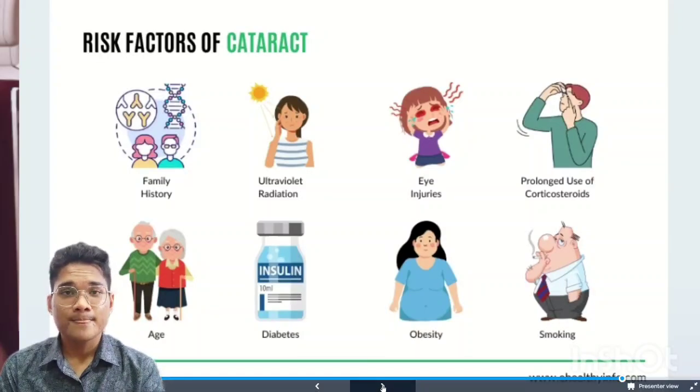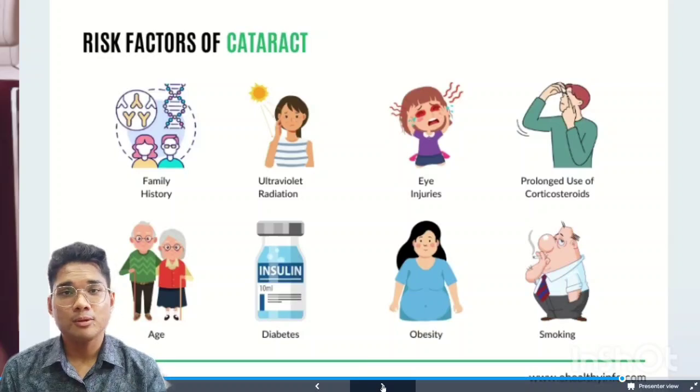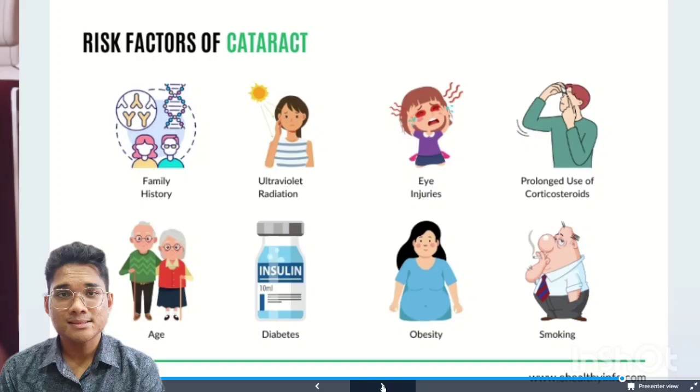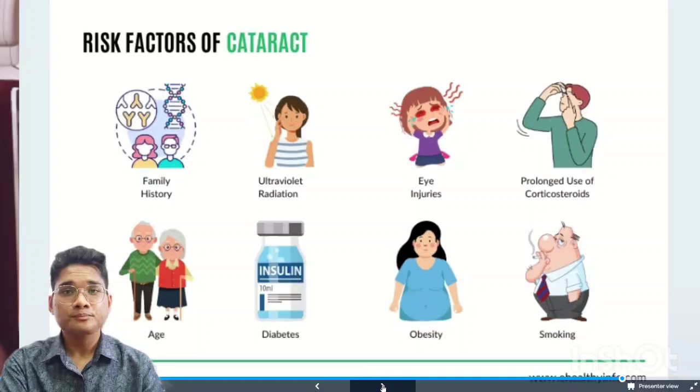And smoking. Chemicals in tobacco damage the eye lens, as we all know. For diabetes, elevated glucose affects the lens. Don't forget that family history and genetics can play a role. And eye injuries or surgeries, damage can lead to cataracts. Next, corticosteroids. Long-term use can elevate risk. And obesity links to diabetes, which increases cataract risk.